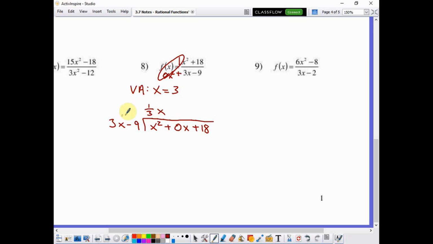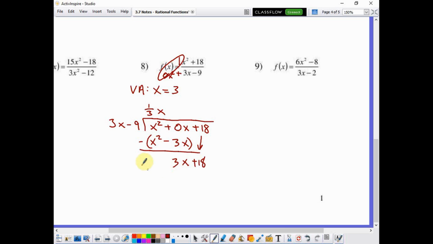And when I distribute that 1/3 x on 3x minus 9, 1/3 x times 3x is x squared. And 1/3 x times negative 9 is minus 3x. And I need to subtract those. X squared minus x squared is 0. 0x minus negative 3x is positive 3x. And then I need to bring down that plus 18.